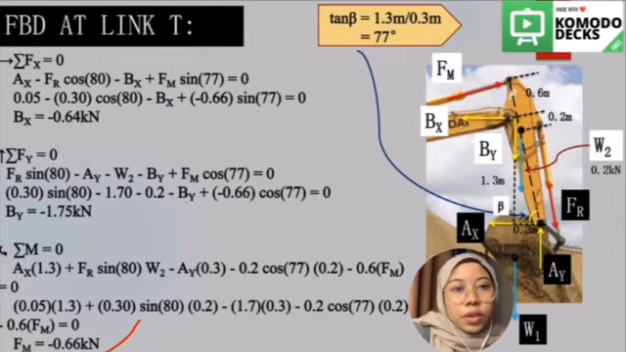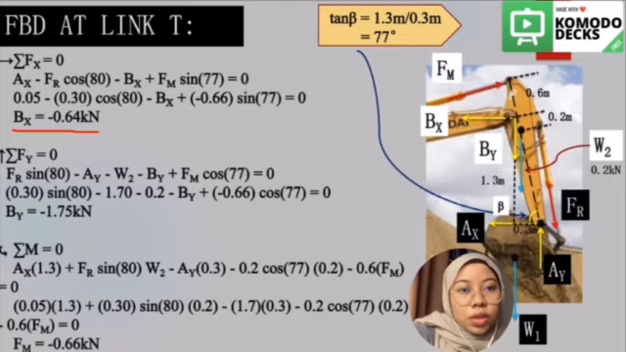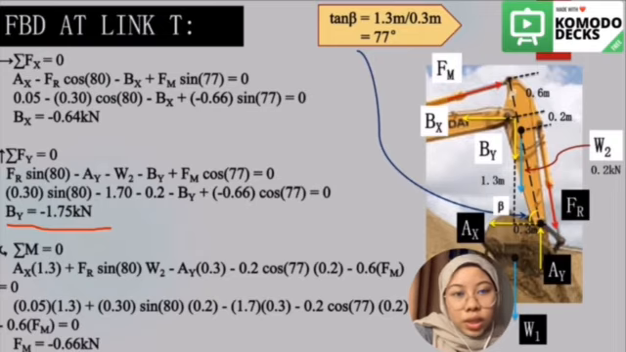Then we substitute the Fm value into the Fx and Fy equations. So just substitute the values of X, Fr and Fm. So Bx we get negative 0.64 kilonewton, and then for Fy, the values of Fr, Ay, W2 and Fm we already have, so just substitute them, and then we get By equal to negative 1.75 kilonewton. That's all for calculation. Thank you.